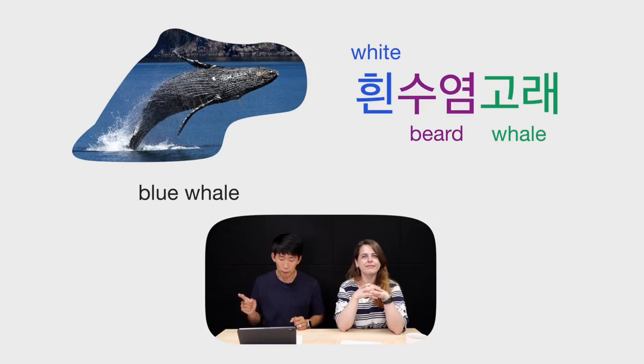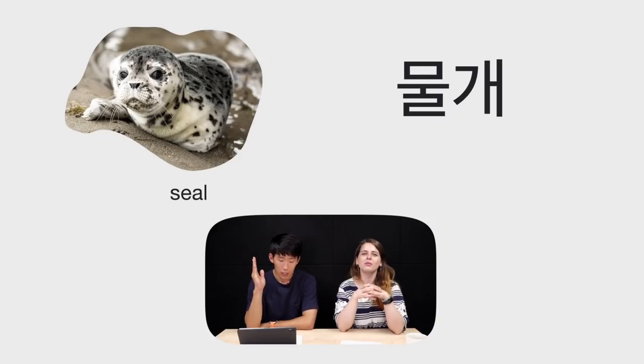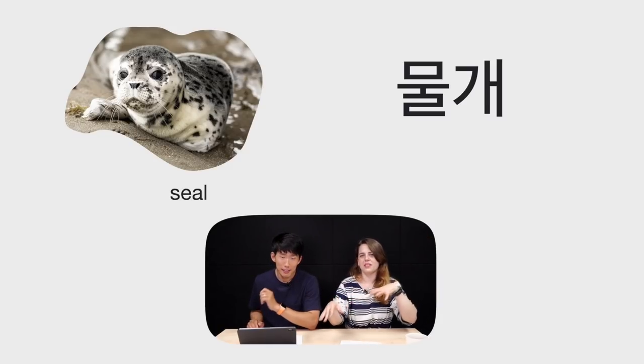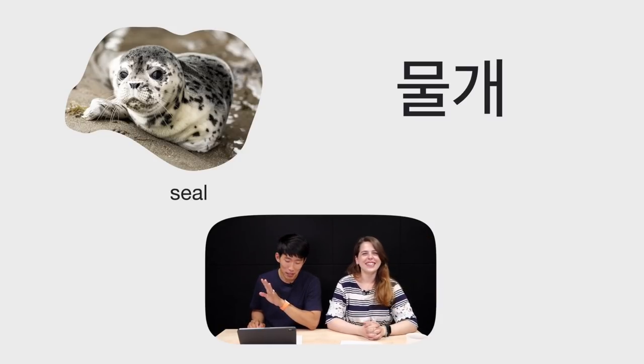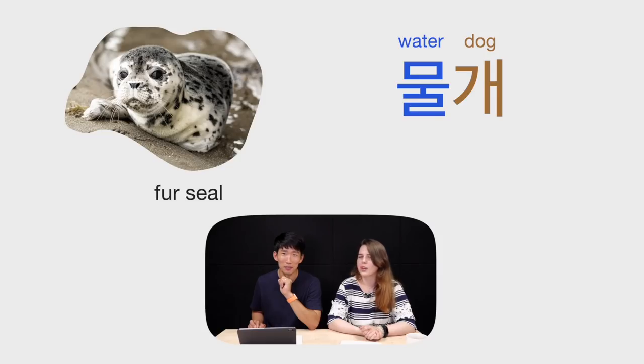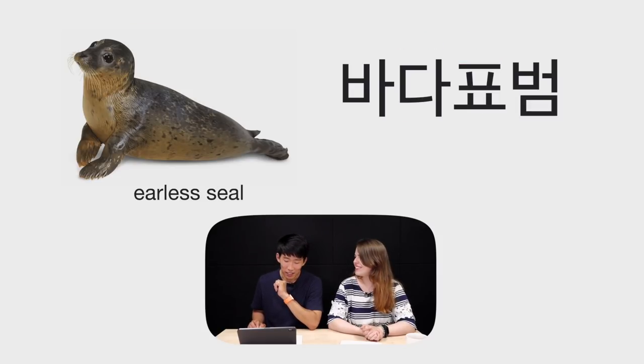And then 물개. There are a few names for seals, since there are different kinds of seals, like Arctic seals, Atlantic seals and Pacific seals. I'll give you three types. The fur seal is 물개. 물 is water and 개 is dog. Water dog. I think it's a really cute name.